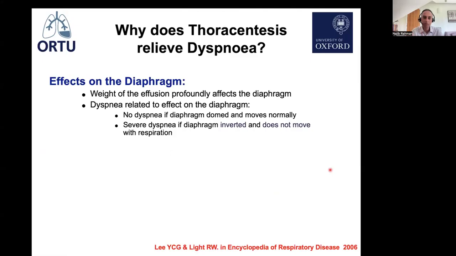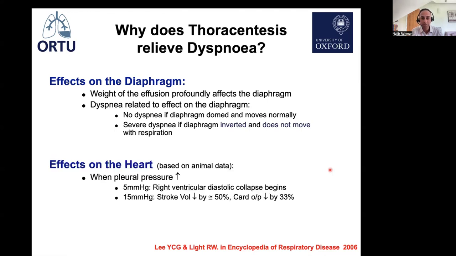So here are the two proposed mechanisms. The first is effects on the diaphragm, or rather on the respiratory pump. The presence of the uncompressible fluid within the thorax has a profound effect on the soft diaphragm, which is trying to move. It expands the chest wall and gives hyperexpansion on that side, essentially. And what we have now recognized is that patients who are very breathless have a profound effect on their diaphragm. If the diaphragm is moving normally or is a normal shape, often they're not breathless. As soon as the diaphragm starts to become an abnormal shape, and I'll show you that in a second, or if it becomes inverted and doesn't move with respiration, these patients tend to have profound breathlessness, which is helped by your thoracentesis.